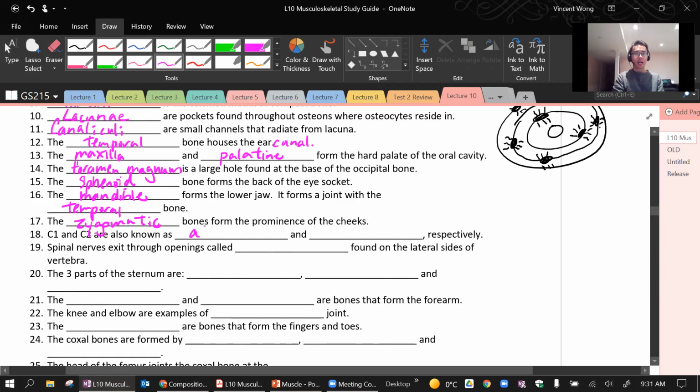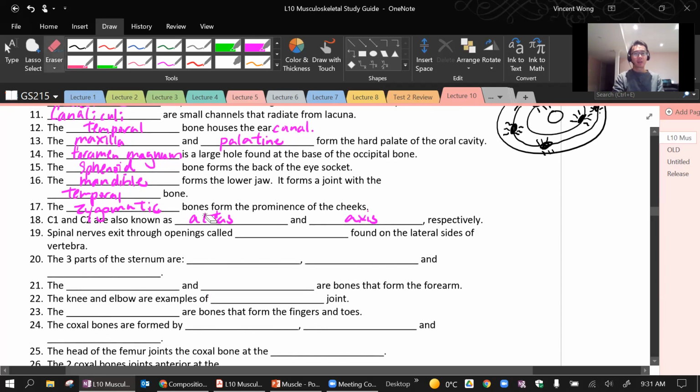C1 and C2 are atlas and axis. If you're confused, alphabetically, L comes before X, so C1 is atlas, C2 is axis. The spinal nerves exit through openings called intervertebral foramen.